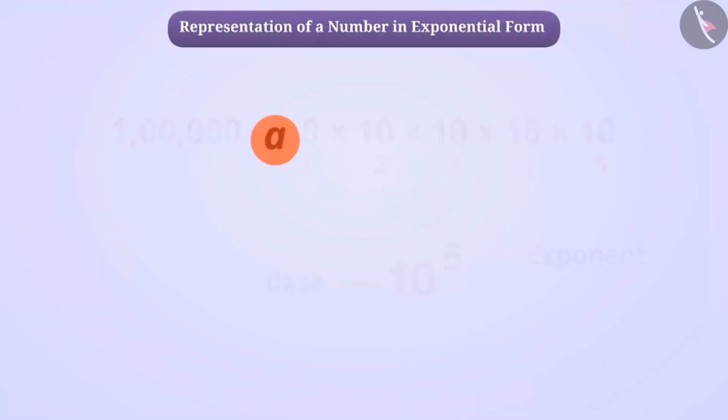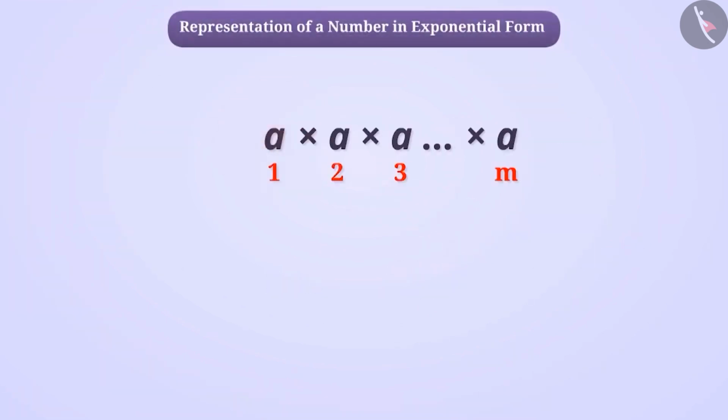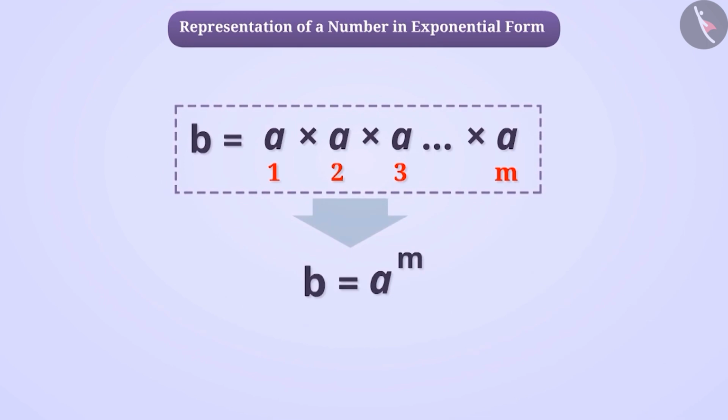Broadly, if multiplying a by itself, m times gives the number b, then we express the number b in an exponential form as a raised to m, where the number a is called base and the number m is called exponent of number a. Let's look at some more examples.